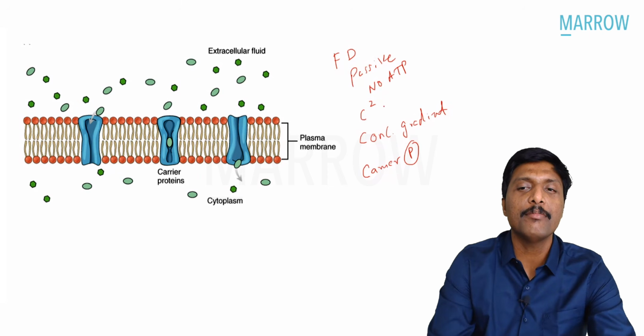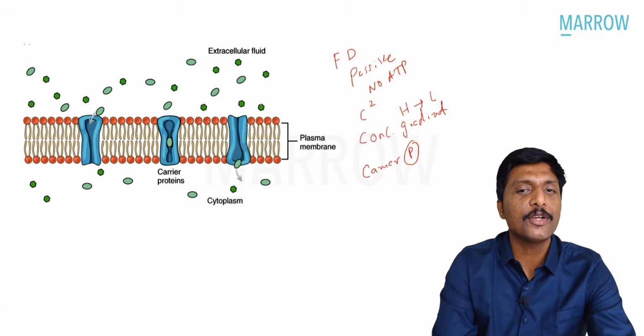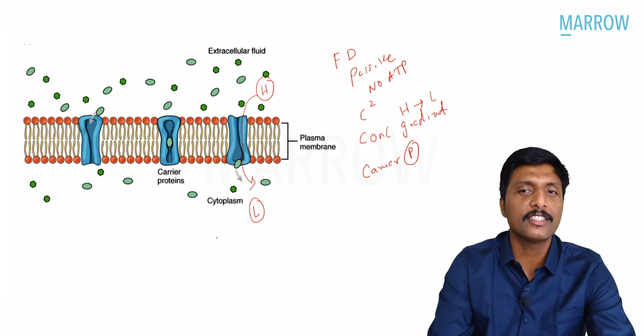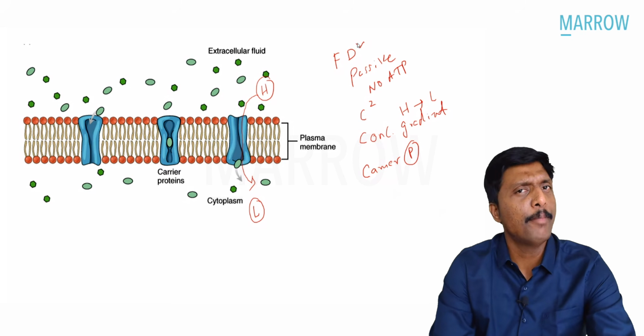Concentration gradient means from high concentration, it will move into low concentration. In extracellular fluid, the concentration is high. In intracellular fluid, the concentration is low. This substance will now move with the help of a carrier protein. There is no need for ATP. You need only a carrier protein. What is this passive transport process? Facilitated diffusion. No need of ATP. That's why we call this passive.